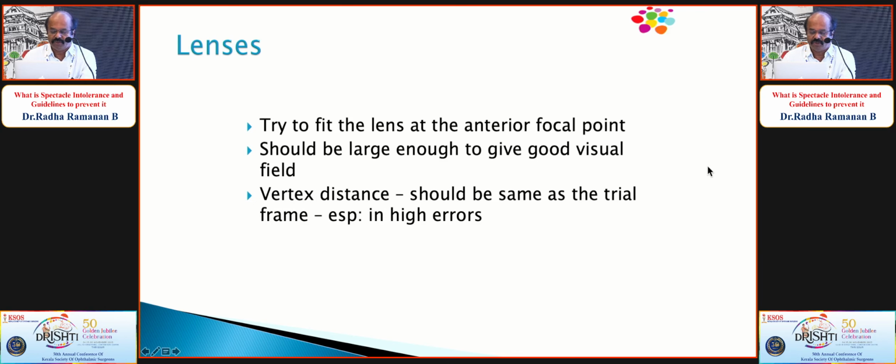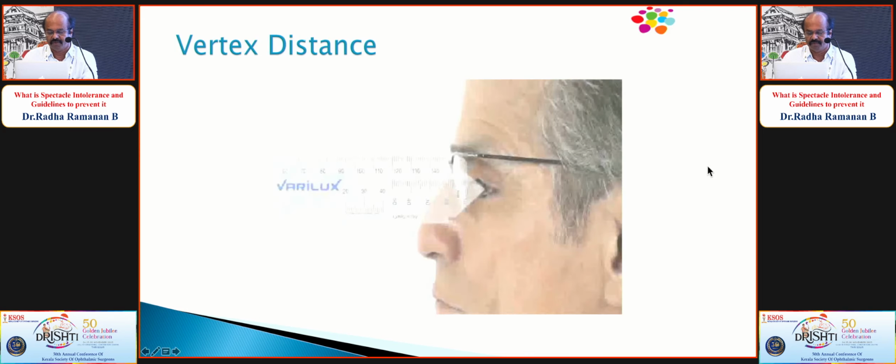Your optician should fit the lens to the anterior focal point, and it should be large enough to give a wide visual field. The vertex distance should be the same as in the trial frame. That is very important. Sometimes the optician or optometrist will keep the trial frame at a different distance, and when the patient's frame comes, it will be in a different position. So you should ask your optician to fix it after taking all these measurements.